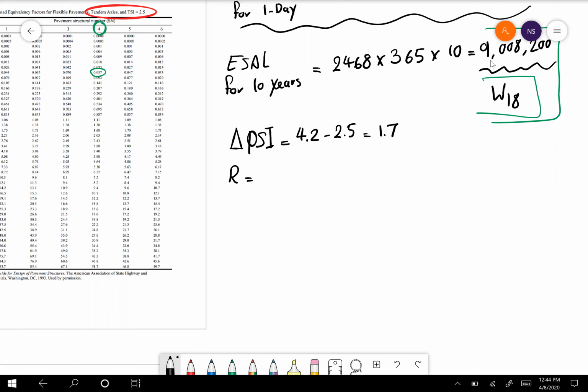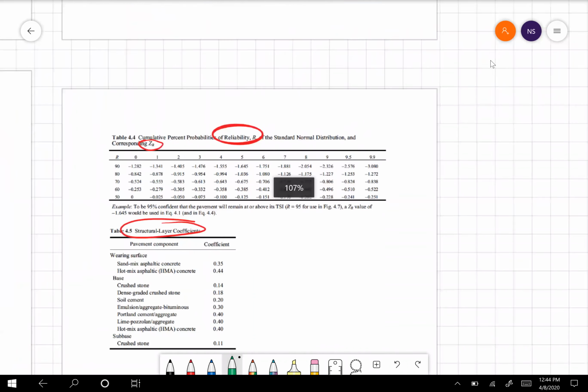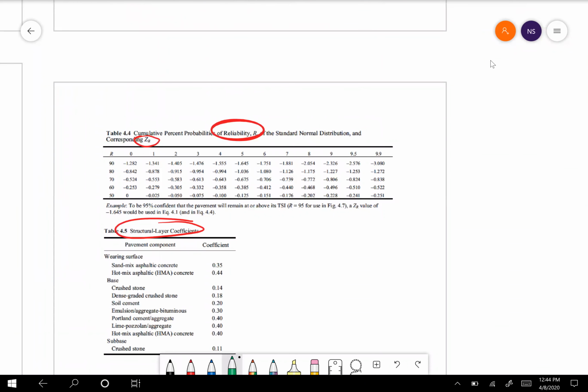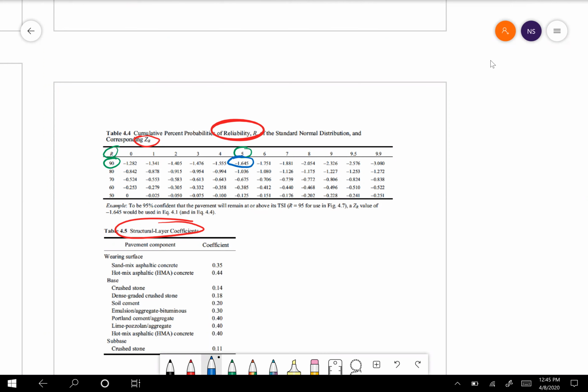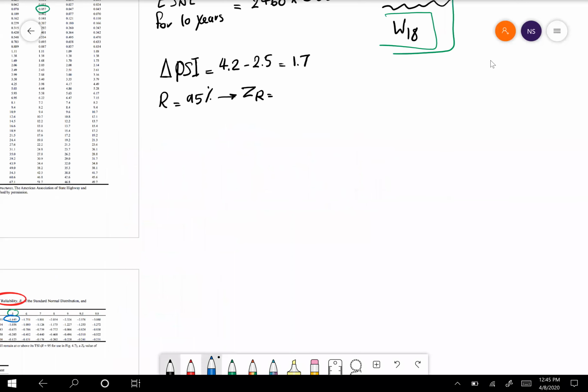And then we said that R, the reliability level, was 95%. But what we need for the equation is ZR, the Z value. How do we calculate the Z value? Going to table 4.4 here. So R is 95%, right? How do we find 95%? You have 90 over here and 5 over here. So the ZR relevant to the 95% is negative 1.645, right? So the ZR for the 95% is negative 1.645.